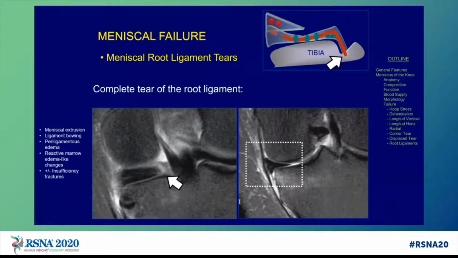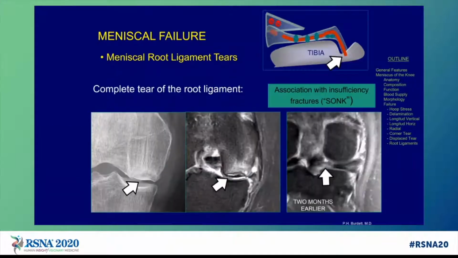So it's like a great sentence that you can use. Disruption of the posterior root ligament, extrusion of the meniscus, bowing of the ligament, periligamentous edema, reactive marrow edema with or without an insufficiency fracture.